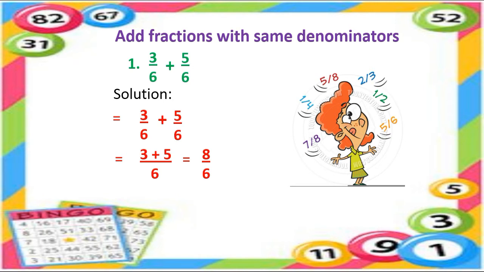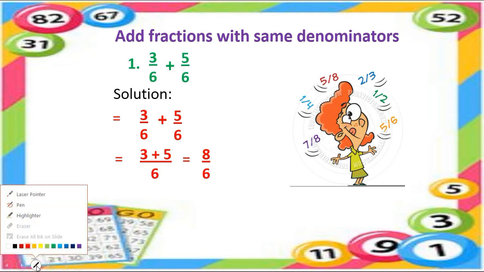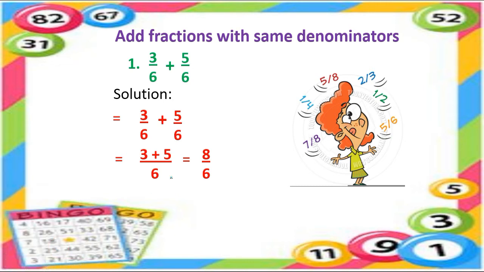8 upon 6 is a fraction which can be simplified. So we can simplify this fraction. We will cut it or reduce it by the table of 2. 2 fours are 8 and 2 threes are 6. So after reducing the fraction, the final answer is 4 upon 3.